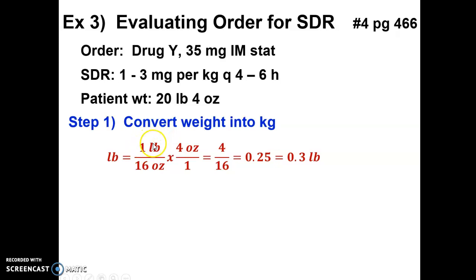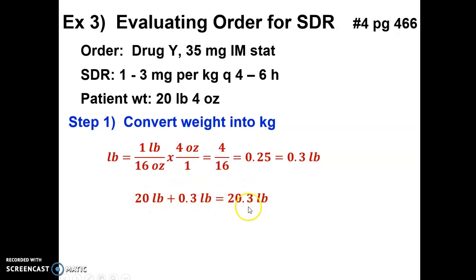So remember that 1 pound is 16 ounces. We are working with 4 ounces. So 4 divided by 16 gives you a 0.25. But we like to round that to 1 decimal place, so let's go ahead and call it 0.3 pounds. So our 20 pound, 4 ounce kiddo is actually weighing 20.3 pounds, right? We take the 20 pounds originally. Instead of 4 ounces, we're going to add in that 0.3 pounds.